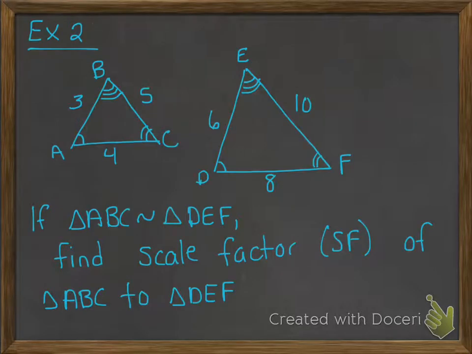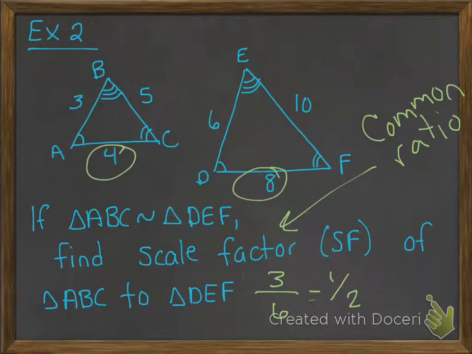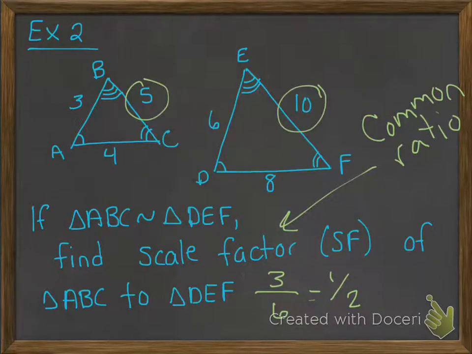Alright, all a scale factor is the common ratio between all your sides. So all you do is find your corresponding sides. Here, AB and DE are corresponding. So I'm going to take 3/6, and I know that simplifies to 1/2. I want to end up checking that for all my sides. So if you notice, 4/8 ends up being 1/2, and 5/10 ends up being 1/2.